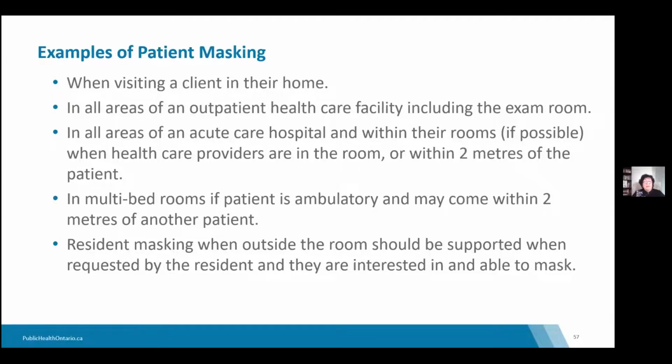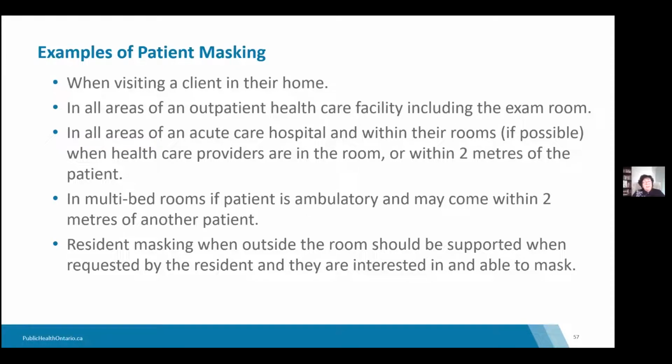So when you, as a home care nurse, for example, or PSW, are going into the client's home, ensure that the patient has a mask as well as yourself. In all areas of an outpatient healthcare facility, exam rooms or treatment rooms, in acute care facilities, and particularly if in your room you have a lot of care being provided by healthcare providers within 2 meters of the space around the bedside. In multi-bedrooms, if a patient is ambulatory and may come within 2 meters of another patient, wearing a mask would be appropriate.